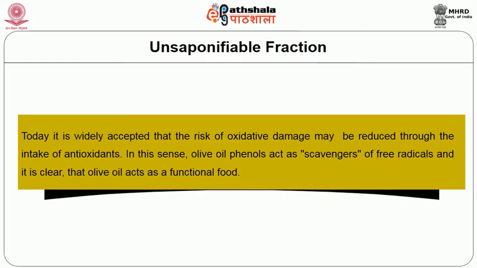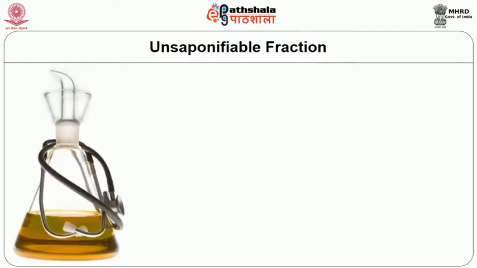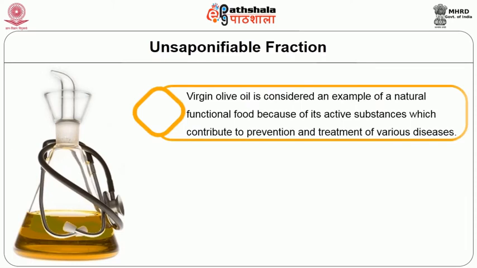In this sense, olive oil phenols act as scavengers of free radicals, and it is clear that olive oil acts as a functional food. Now let us know about the antioxidants and biologically valuable components present in virgin olive oil. Virgin olive oil is considered an example of a natural functional food because of its active substances which contribute to prevention and treatment of various diseases.